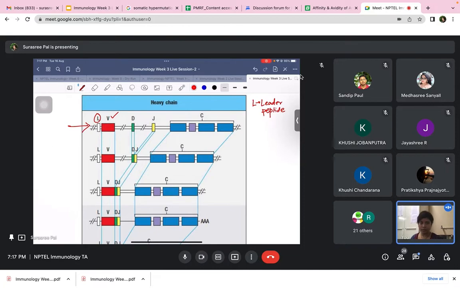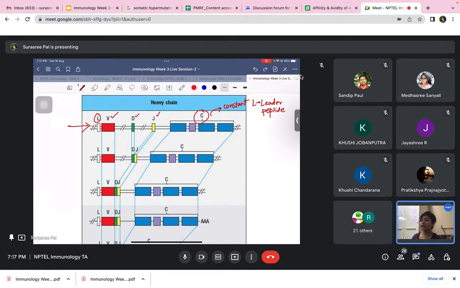I already talked about the variable segment, D and J segments. And the C actually will encode the constant region. Okay, so this is for the heavy chain. I already told you that in the light chain there is no D segment, only V and J segments are present in the light chain.